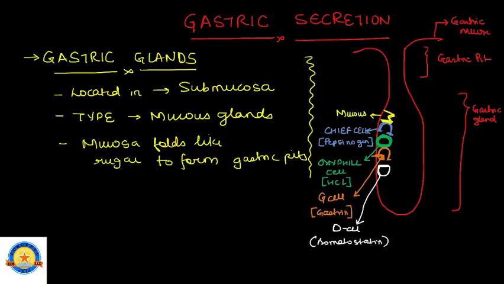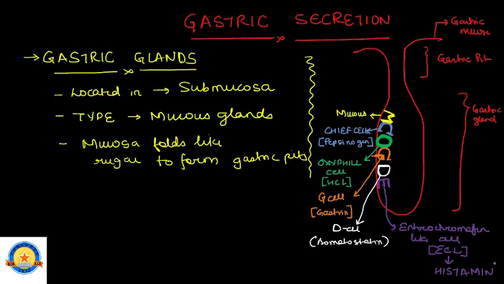Now, the last cell is called enterochromaffin-like cell. We'll draw it with purple. It is called enterochromaffin-like cell, ECL. What does it produce? It produces histamine.